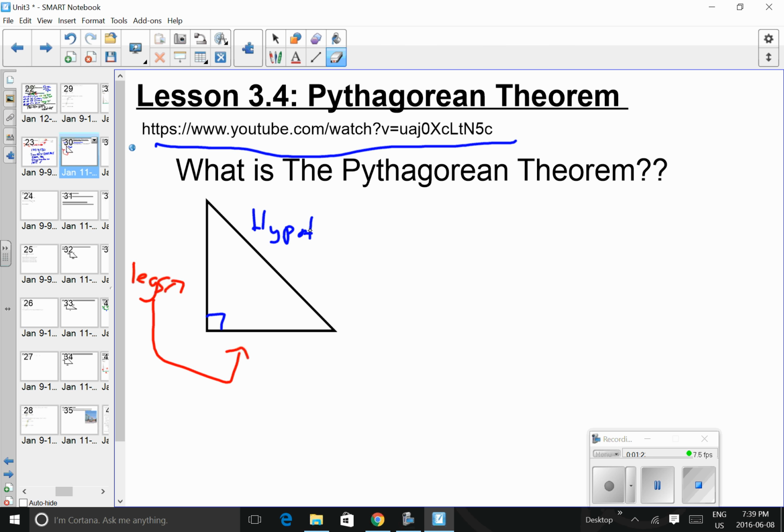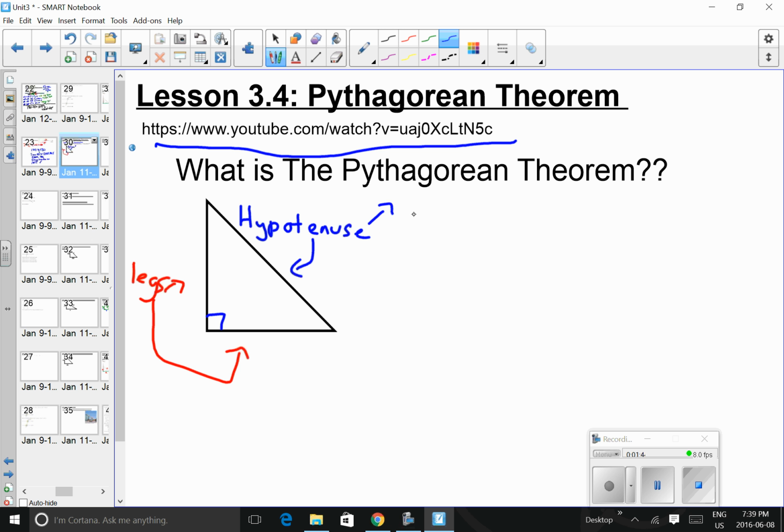I'll try to write that neater. Hypotenuse. Right, that's this guy. So make sure that you know the different sides of the right triangle. The hypotenuse is always the longest side, and it's always across from the right angle. Right, so you'll see the right angle's there, it's always across from it. Across from the 90-degree angle.